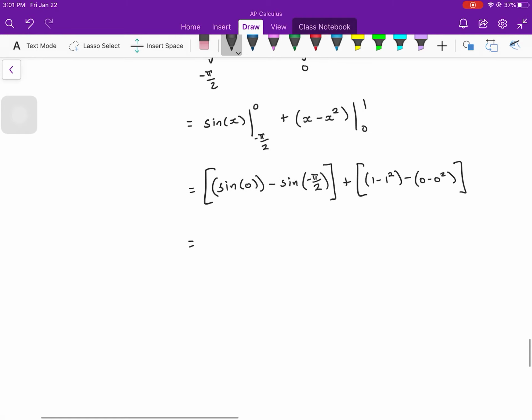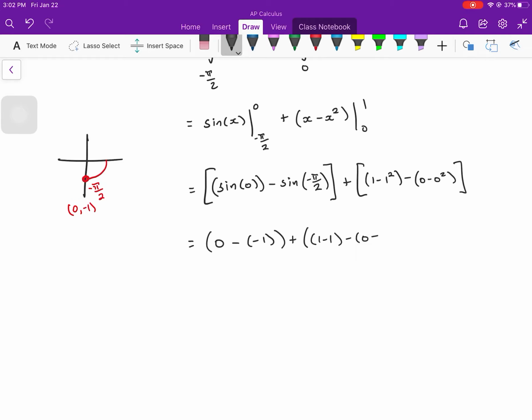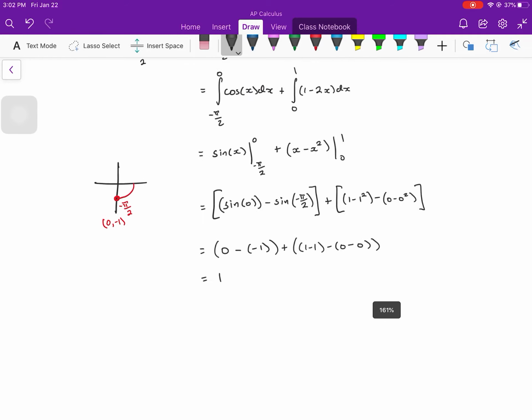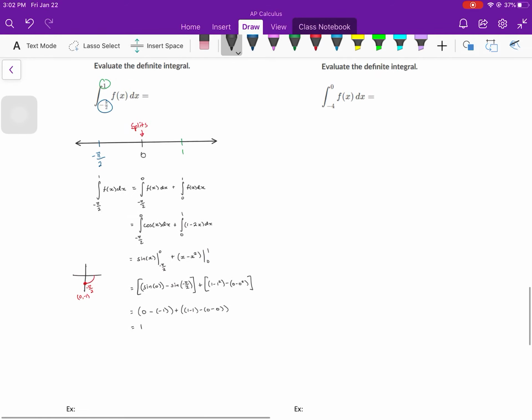And so sine of 0, if you remember the unit circle, is just going to be 0 minus -1. So where am I getting that -1 from? So -pi/2 is just going pi/2 backwards, right? That's going to be -pi/2, which your y value is going to be -1. Then we're going to have 1 minus 1, which is 0. 0 minus 0, which is 0. So really this answer is just going to be 1. And that's it for that.